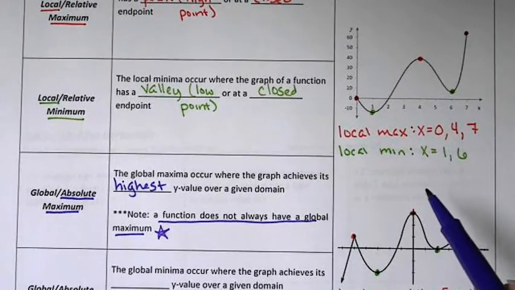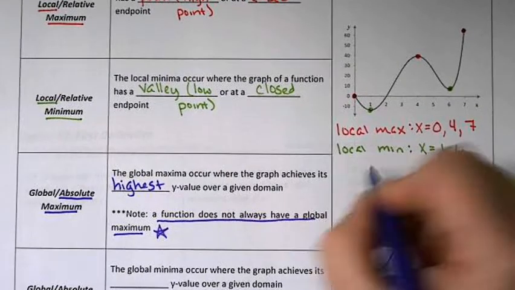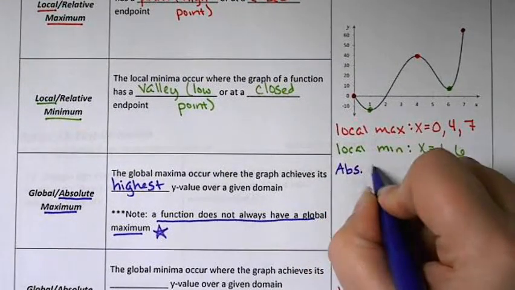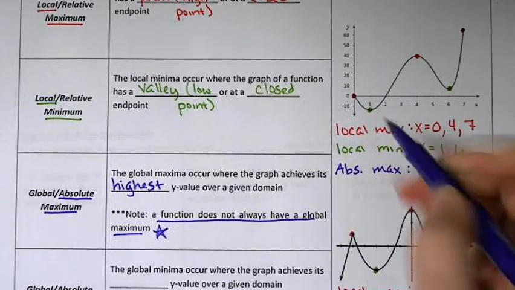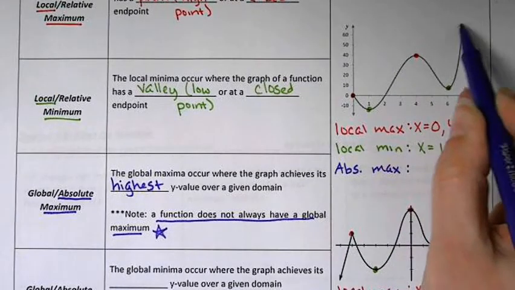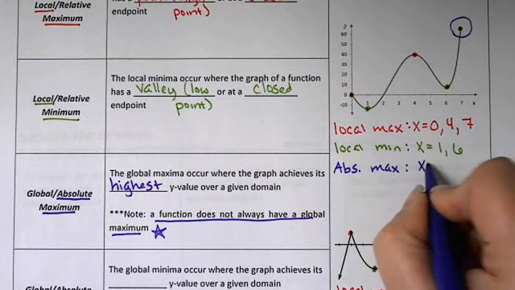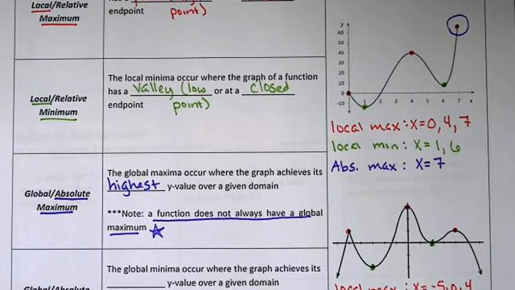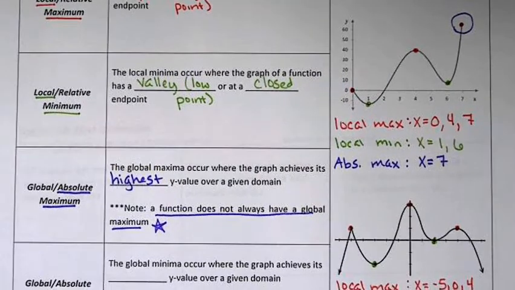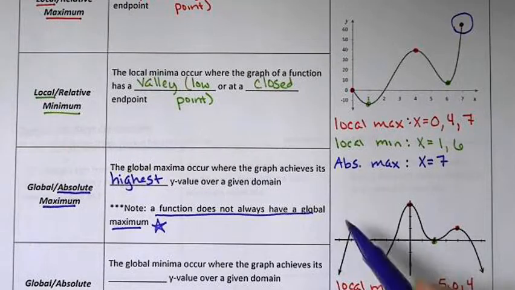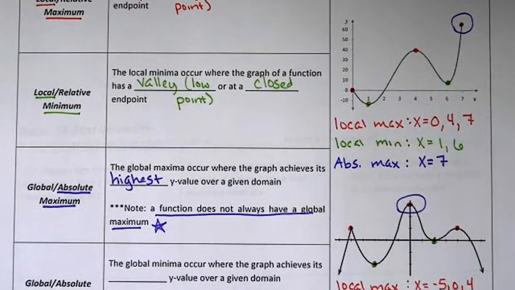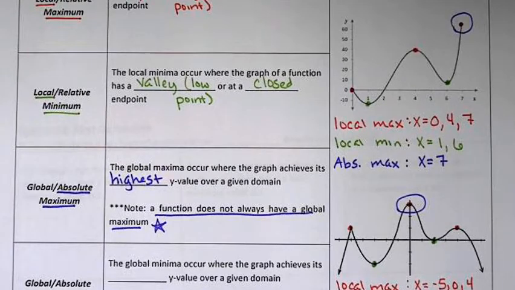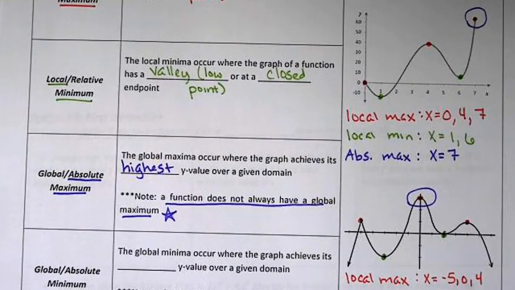But let's take a look at our graphs here and see if we can find the absolute max. So we're looking for the highest y value that's achieved, and that's clearly right here at x equals 7. Then if we look for the absolute max on our second graph, again, we're looking for the highest y value that's achieved. That's right here at x equals 0. And then on the other end, we can talk about having an absolute minimum.